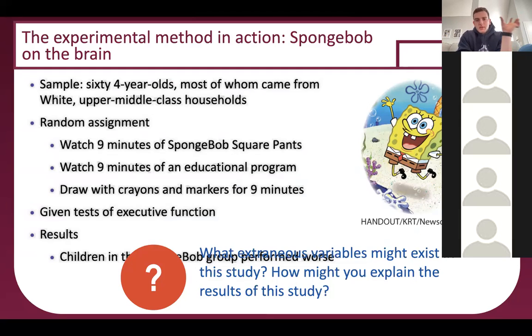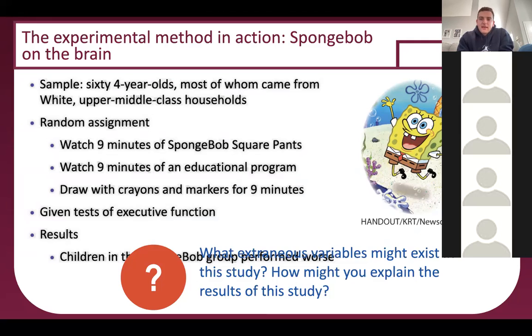So one group watches 9 minutes of SpongeBob. One group watches 9 minutes of an educational program. Think like Sesame Street. And then both groups draw with crayons and markers for 9 minutes. And at the end of those 18 minutes, they are given tests of executive function. The result was that the children in the SpongeBob group performed worse.